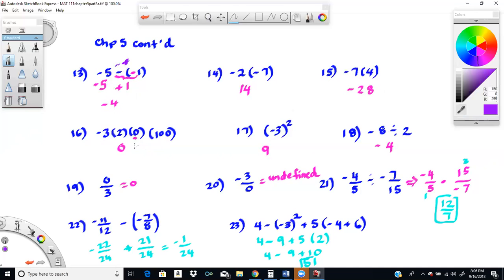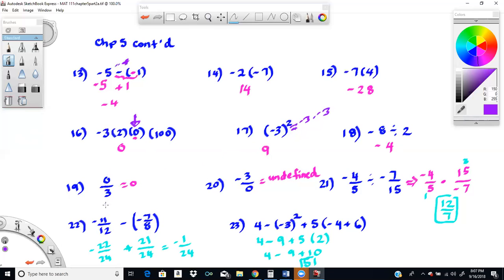And then notice in 16, you have -3 times 2 times 0 times 100. This 0 right here just makes everything 0. So there's no work to do. It's just 0. Then we have -3 squared. -3 squared means -3 times -3, and that is +9. Good. Division, you have -8 divided by 2. That gives you -4. Now 19 and 20, you have to be careful.